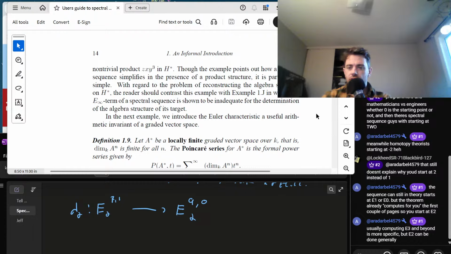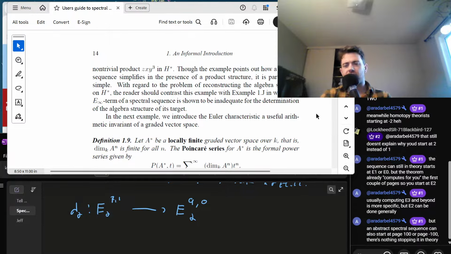The sequence can still, in theory, start at E1 or E0, but the theorem already computes for you the first couple of pages. So you start at E2. I don't get that at all. I don't understand what you said in the slightest. Usually computing E3 and beyond is more specific, but E2 can be done in general. But yeah, as you say, an abstract spectral sequence can start at page whatever.